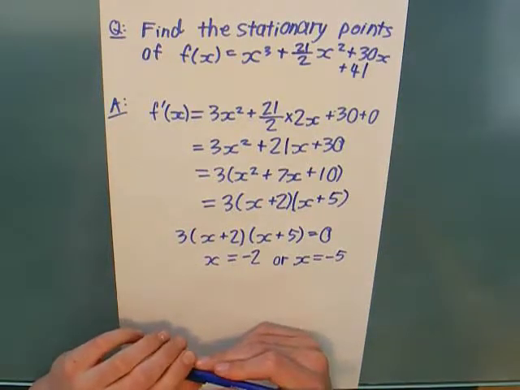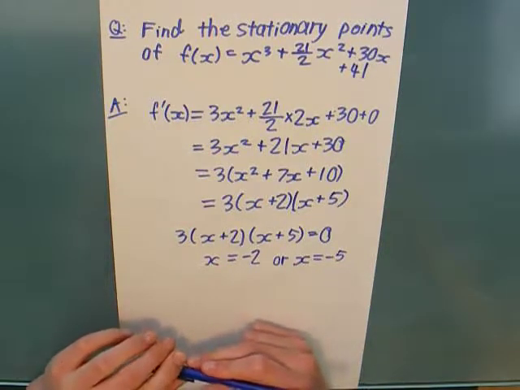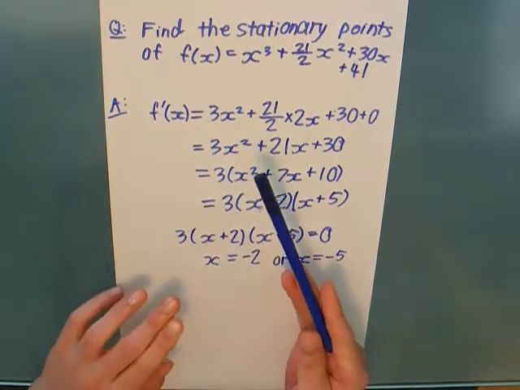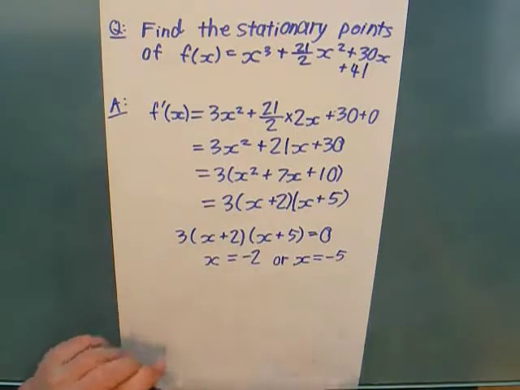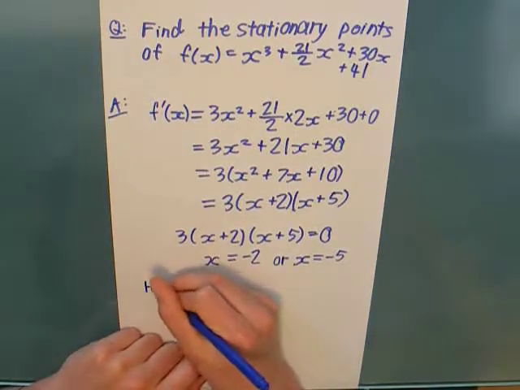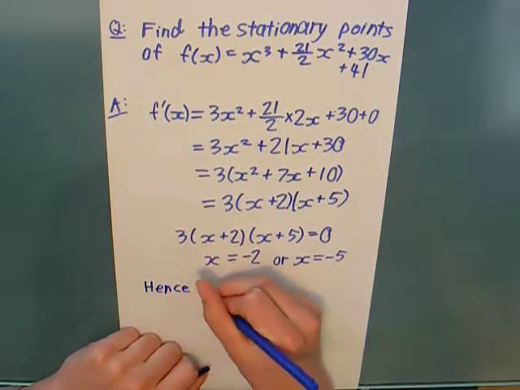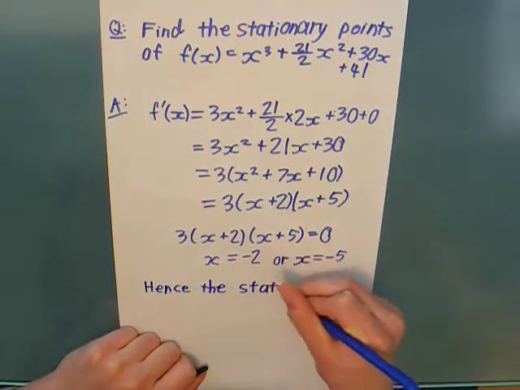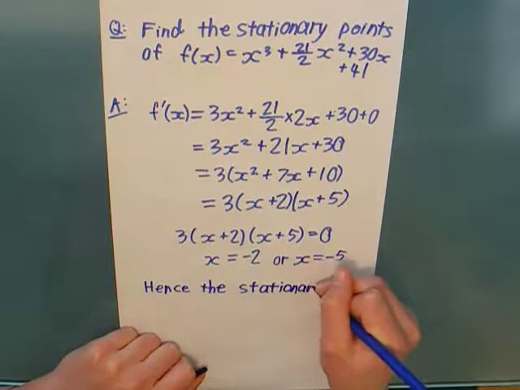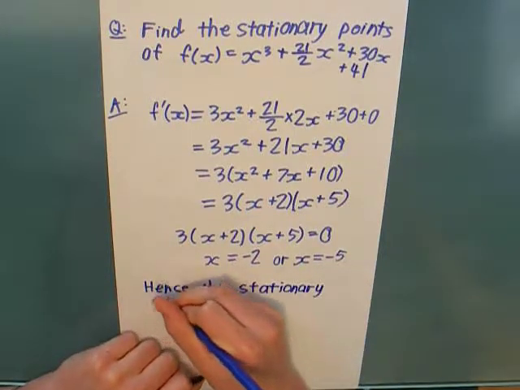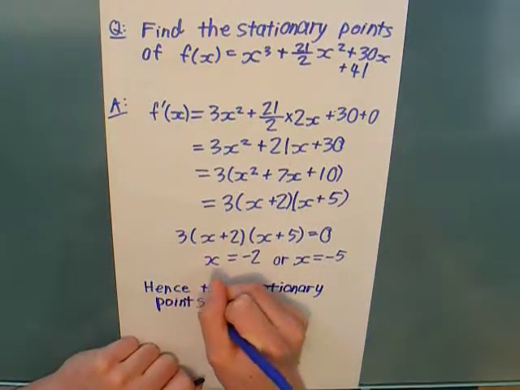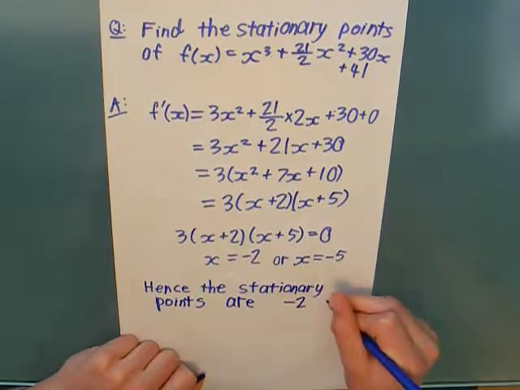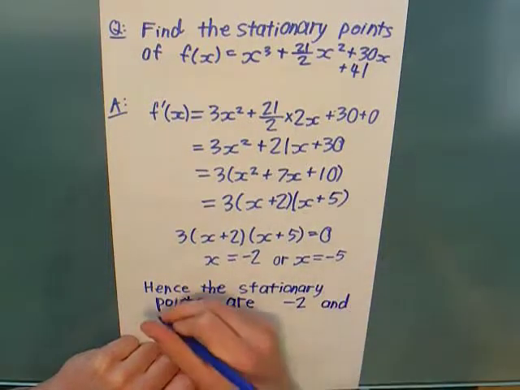Now you could go as far as to find the y coordinate of these by substituting into f of x. I would write it like this: hence the stationary points are -2 and -5.